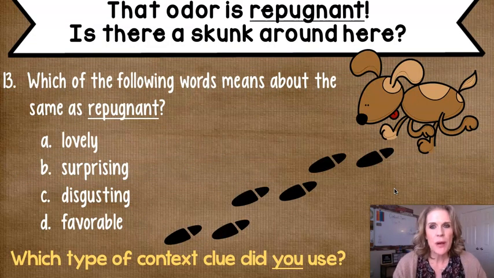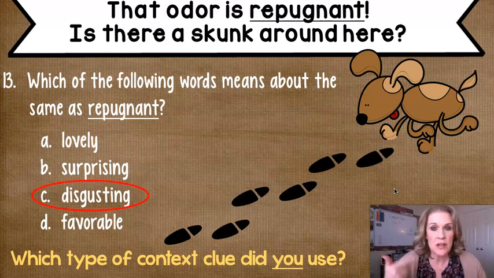That odor is repugnant. Is there a skunk around here? Which of the following words means about the same as repugnant? Do you think it's A, lovely, B, surprising, C, disgusting, or D, favorable? Let's look. What do you guys think? If you are saying, is there a skunk around here? It's probably not lovely. It's probably not surprising. It's probably disgusting, right? So we go back and look for our clues.